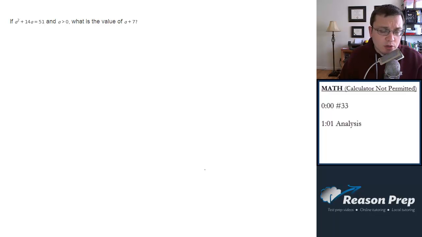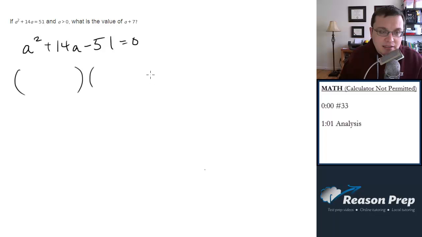If a squared plus 14a equals 51, and a is greater than 0, what is the value of a plus 7? We've got a quadratic here, so let's bring everything to the left side, factor it, solve for a, and then we can find a plus 7. So we're going to get a squared plus 14a minus 51 equals 0. Just subtracted 51 from both sides.